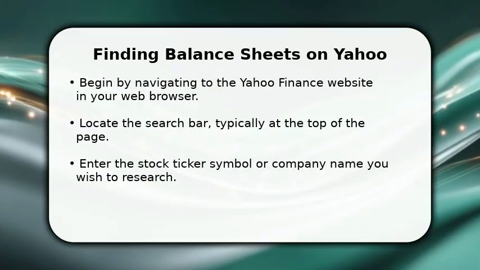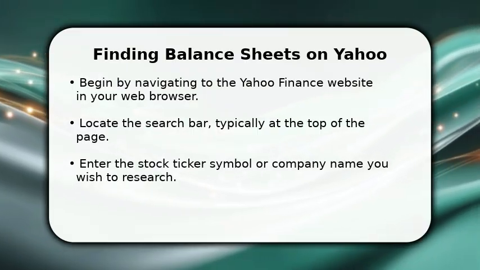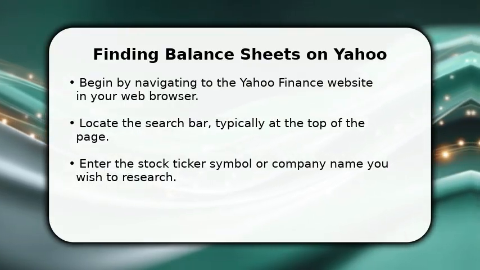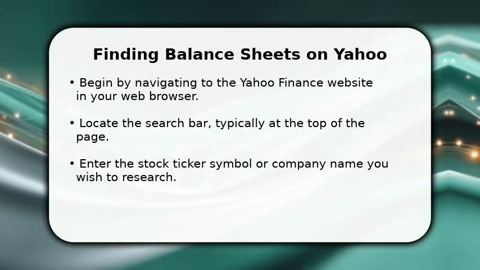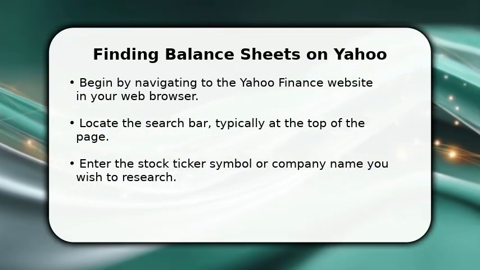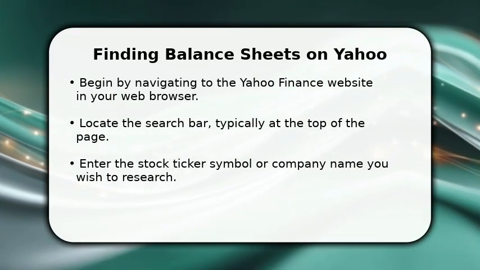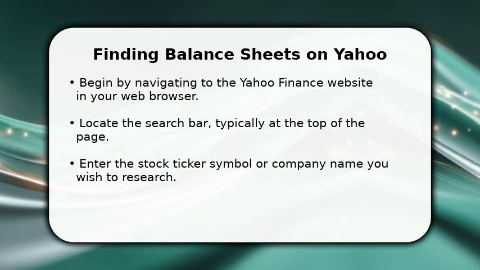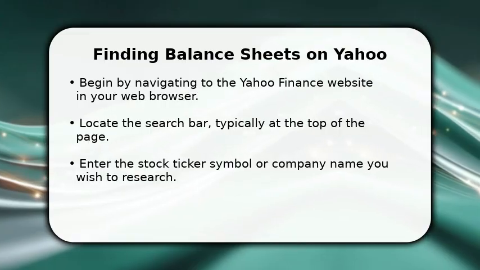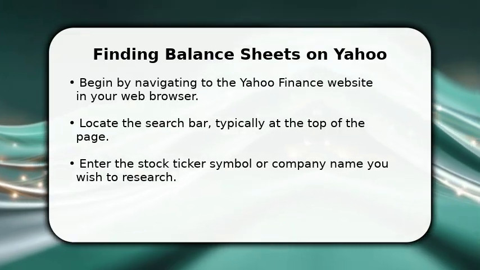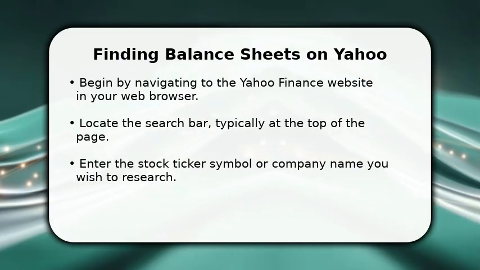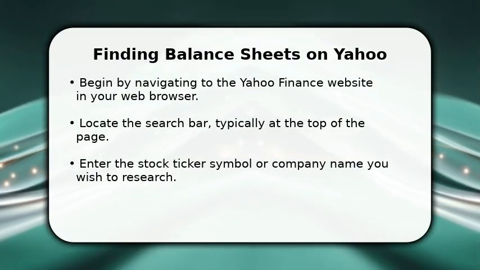Enjoy the video. In this video, I will explain how to find a balance sheet on Yahoo Finance. First, open your web browser and go to the Yahoo Finance homepage. You will see a prominent search bar near the top of the page. This is where you will input the company's stock ticker symbol, like AAPL for Apple, or the full company name. Press Enter or click the search icon to proceed to the company's dedicated page.